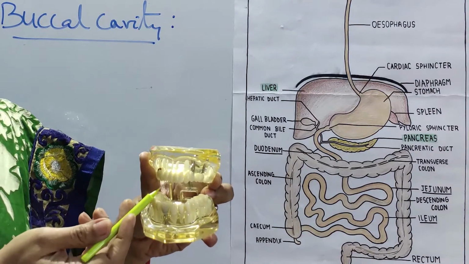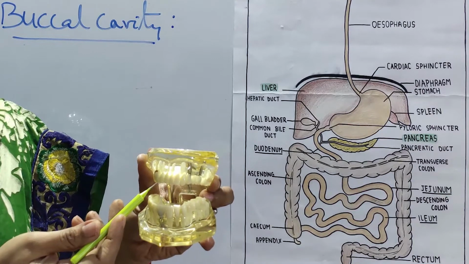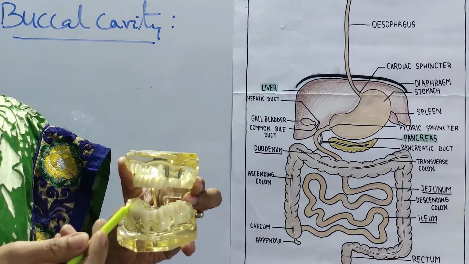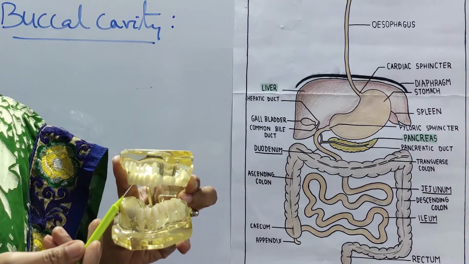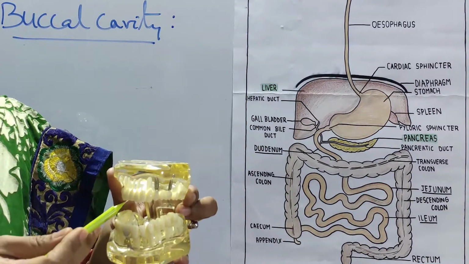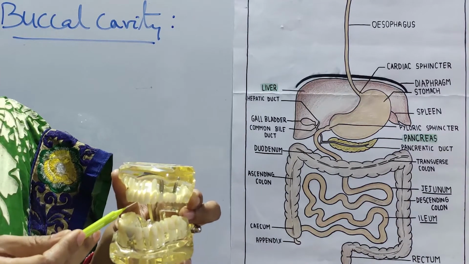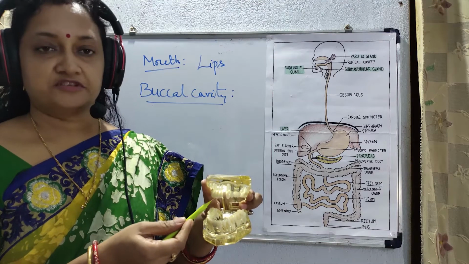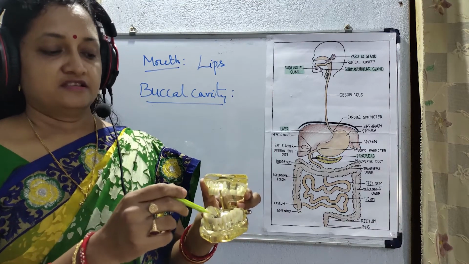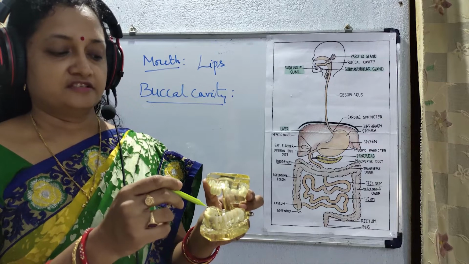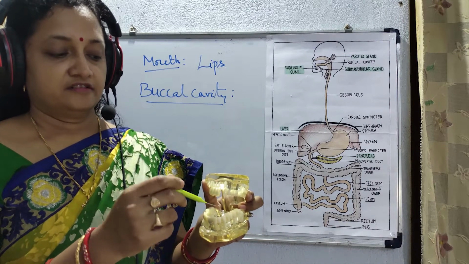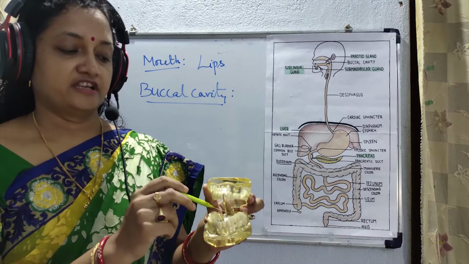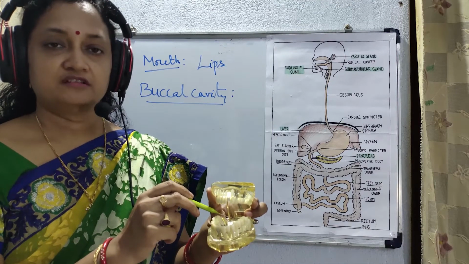This is the roof of the buccal cavity, that is known as palate, and this is the floor of the buccal cavity. So, the front part of the palate is known as the hard palate, whereas the back part of the palate is known as soft palate. Front part means the anterior part and back part means the posterior part. This is the floor of the buccal cavity that consists of the tongue. The tongue is posterior in position, that means this tongue arises from the back part of the floor of the buccal cavity.